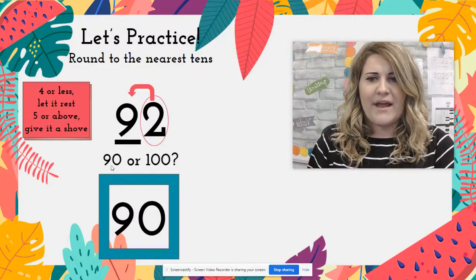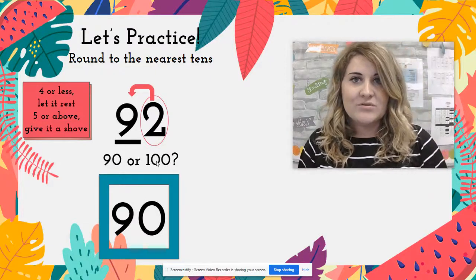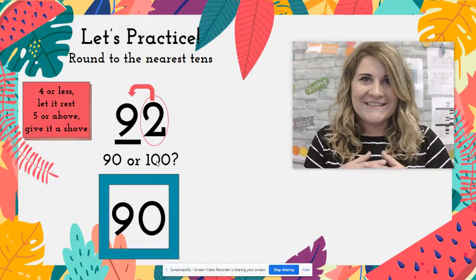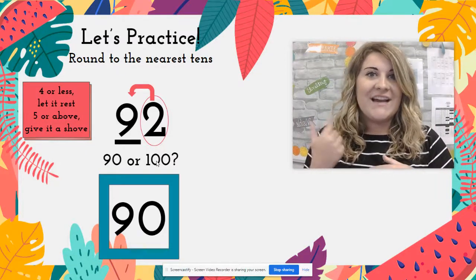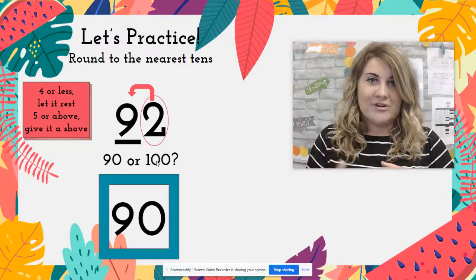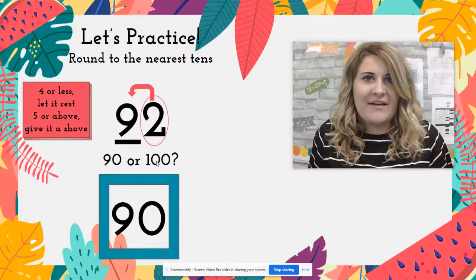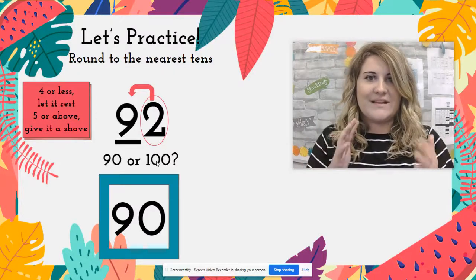Now, you might be wondering why I have 90 or 100. That's because 92 comes in between 90 and 100. There are no more 10s after 90. So it goes 90, 100, and then it starts over with 110, 120, 130, 140. So when you're counting by 10s, the next 10 after 90 is 100. So that's why that was an option.